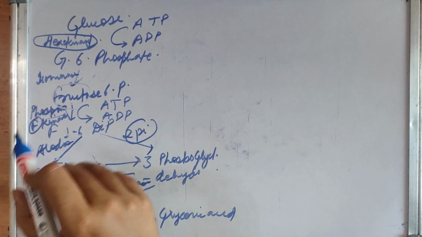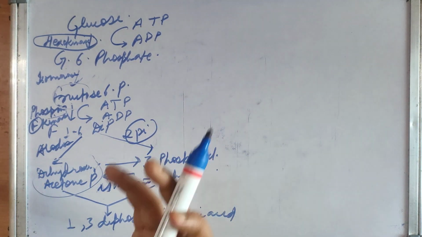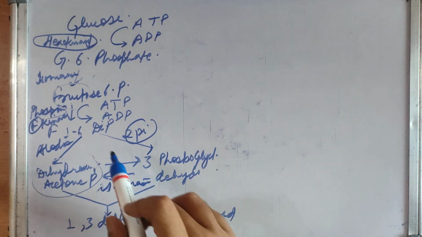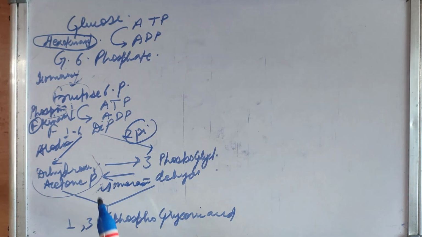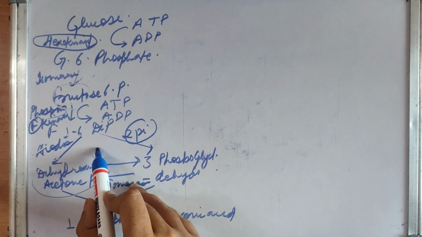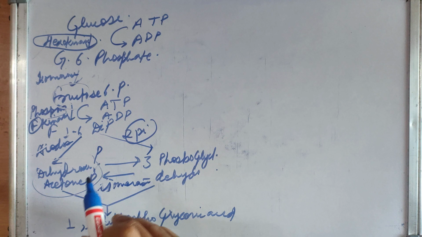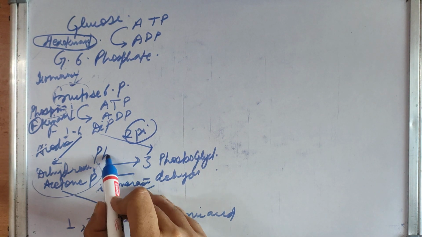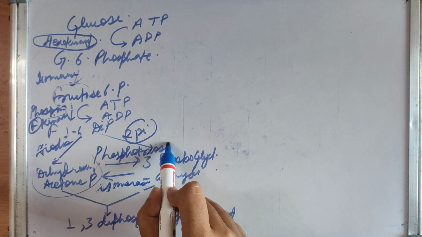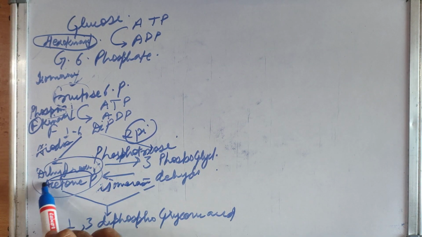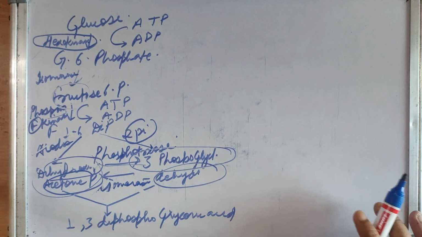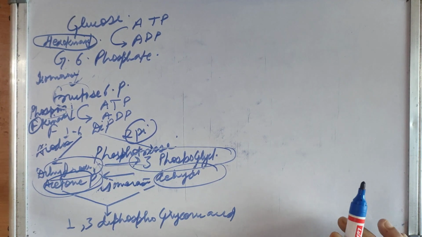I am giving these enzymes importance here because sometimes they ask reactions. Once they ask reactions, you must know some important enzymes such as isomerase, hexokinase, aldolase, etc. And here the enzyme phosphotriose isomerase is used, which converts dihydroxyacetone phosphate to 3-phosphoglyceraldehyde. So I hope you understand.